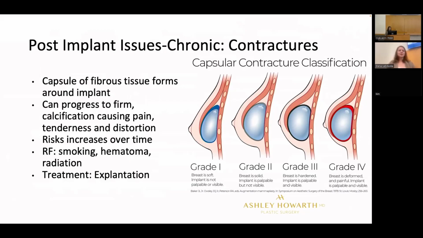Risk factors will also include smoking, hematoma, or radiation treatment. So your patients who have breast cancer, have a mastectomy, get their implant in, and then need radiation, which is still currently the most common course of treatment, it's much more likely that the implant will have some capsular contracture.